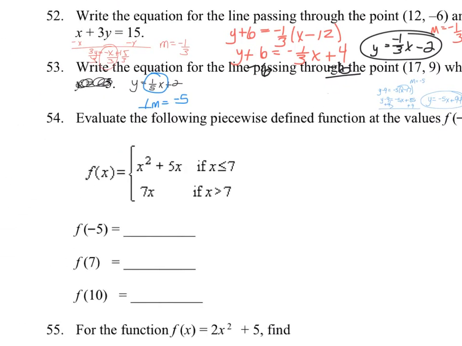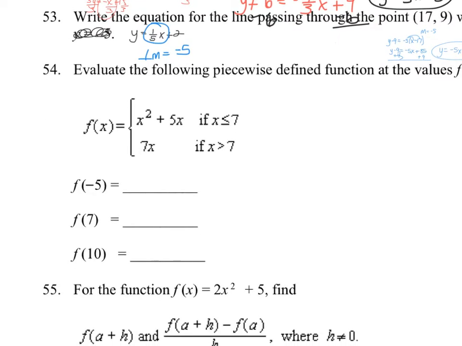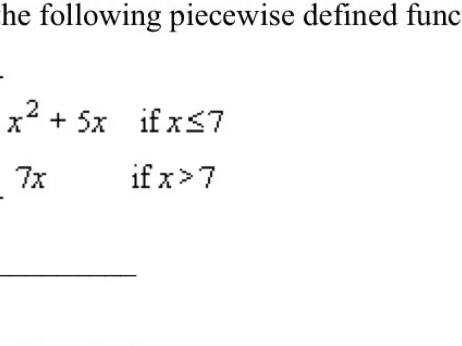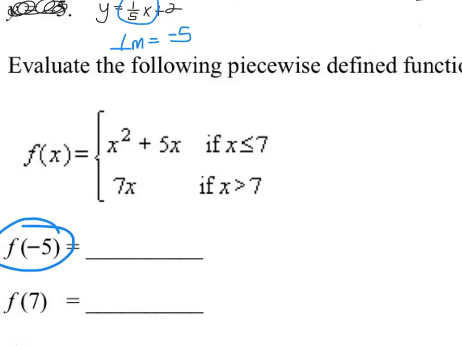All right. If we're evaluating piecewise, most of you got this when we did this, but some of you really had a tough time. What this is telling you to do is evaluate the piecewise function for whatever number they give you. But you have to first figure out which piece you're going to use. Think about negative 5. Look at my two parameters. Is negative 5 less than or equal to 7, or is it bigger than 7? Less than or equal to. So I'm going to use x squared plus 5x. I'm going to take my negative 5 and plug it into that expression.